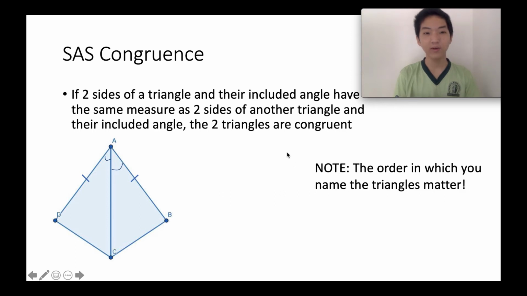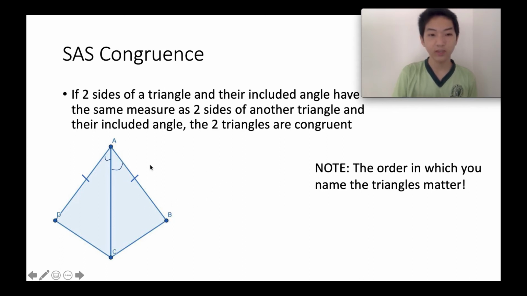Now, I'll be going over SAS congruence. This states, if two sides of a triangle and their included angle have the same measure as two sides of another triangle and their included angle, the two triangles are congruent. So now we can see here that it's given that AB is equal to AD, and that angle DAC is equal to angle CAB. In case you're wondering, that's what these arcs mean. It means that the two angles are congruent.